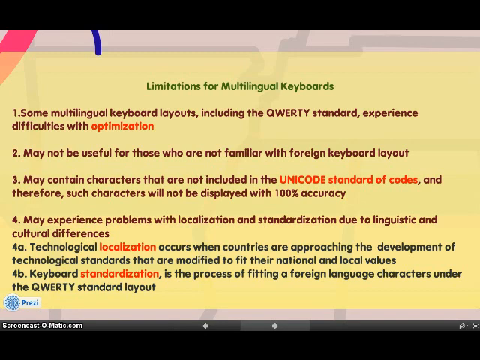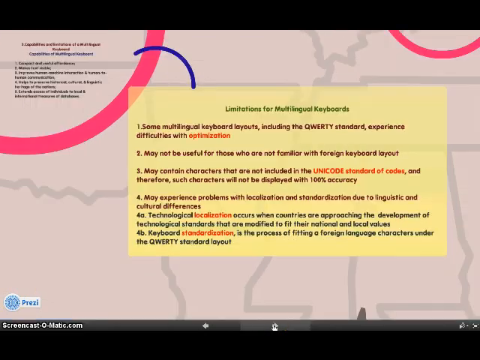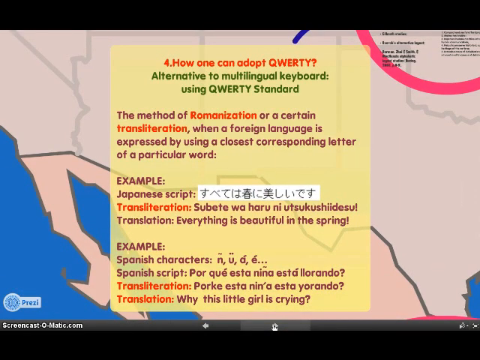So what's the alternative to multilingual keyboard? Besides the multilingual keyboard, one can use a keyboard with solely QWERTY layout to communicate with someone, even without switching between language platforms. The method of romanization or a certain transliteration is used when a foreign language is expressed by using a closest corresponding letter of a particular word. For example, it becomes difficult to type Japanese kanji on a single standard QWERTY keyboard. Therefore, traditional Japanese script can be substituted with transliteration.